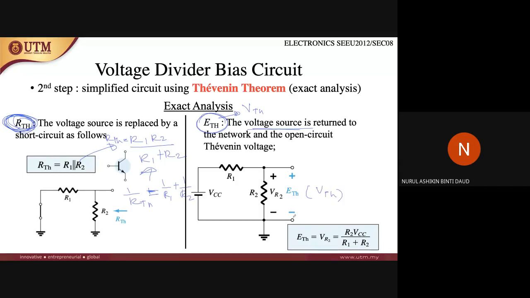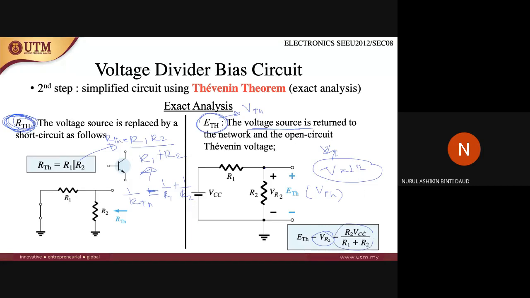So how to find this value is V equals IR. So ETH is the same as the value of V at R2, because this is parallel, right? When parallel, the voltage is the same, but the current is different. So ETH is equal to the potential at R2. So how to find the potential at R2? We use Ohm's law.